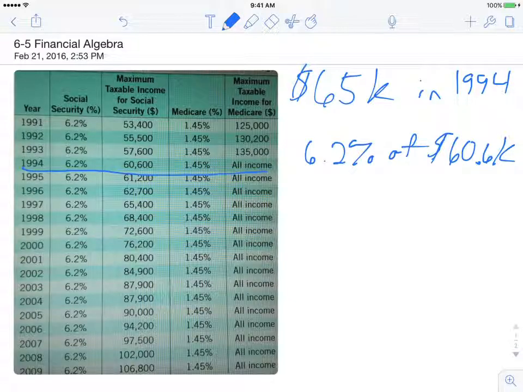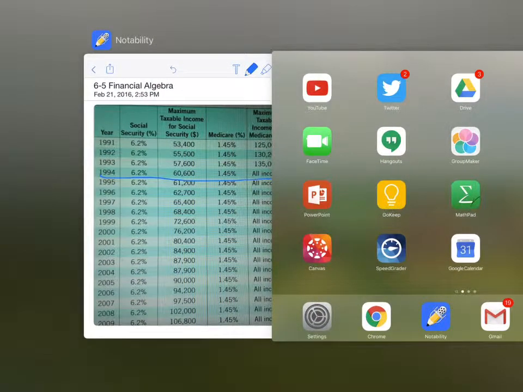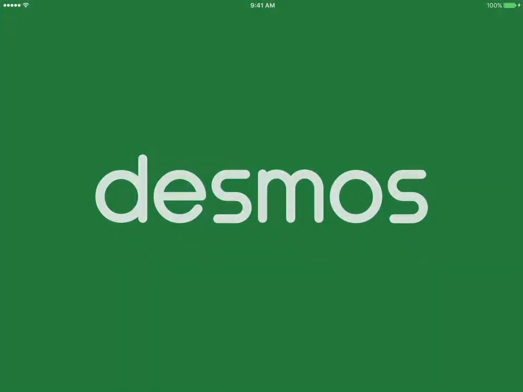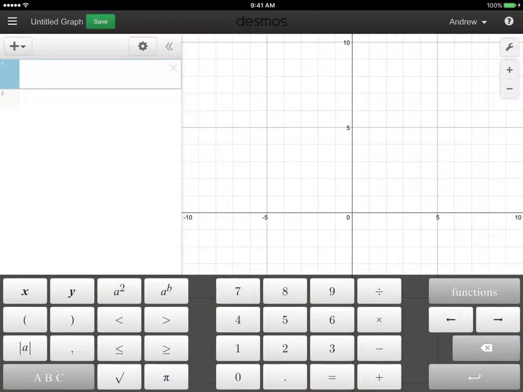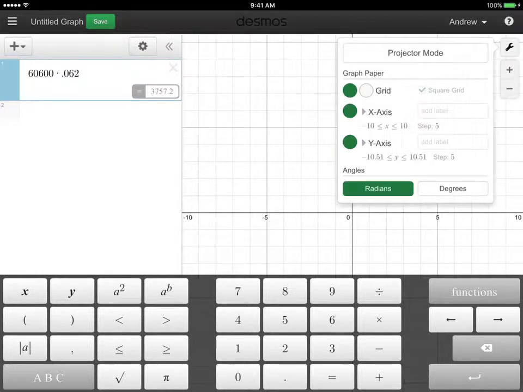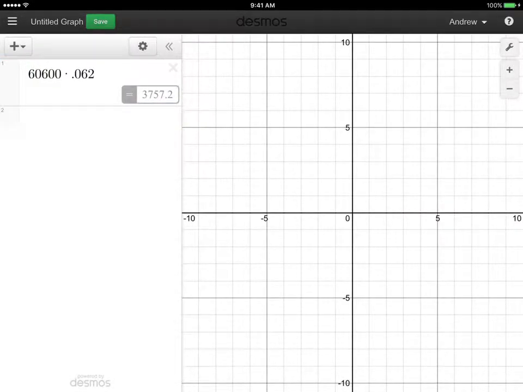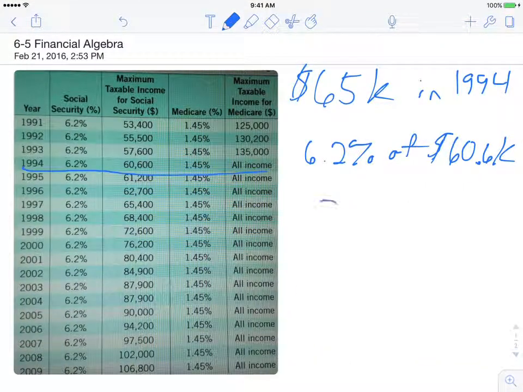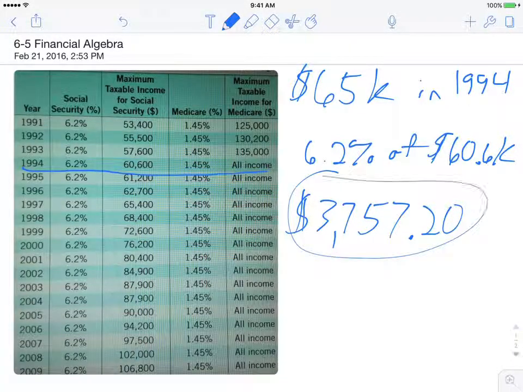So that means we're going to go to our calculator. I'll use Desmos. And we're literally just going to figure out what 6.2% of that amount is, and that's how much they're going to owe to Social Security taxes. All right, so that's 60,600 times 0.062. All right, so they owe $3,757.20. All right, so that's how much they owe in Social Security.